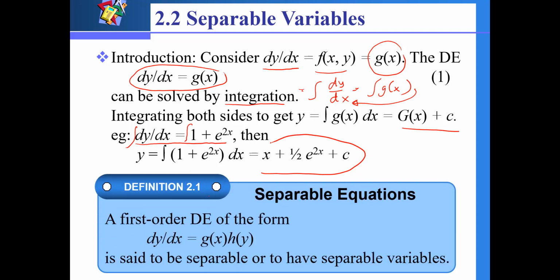Okay. So what is a separable equation? The first order ODE of the form dy/dx is equal to g(x) h(y) is said to be separable, or to have separable variables, because we have dy/dx on one side and g(x) and h(y) on the other.